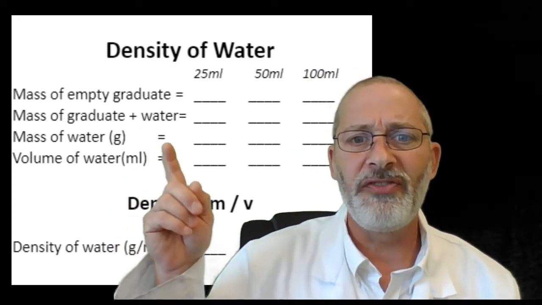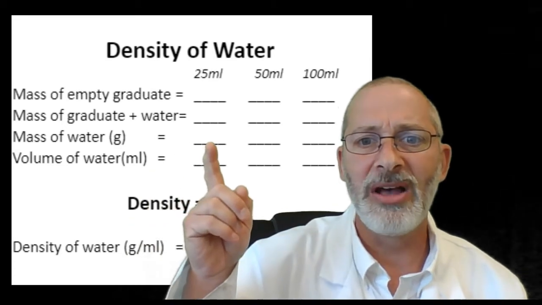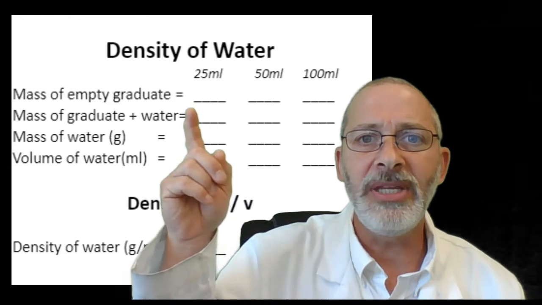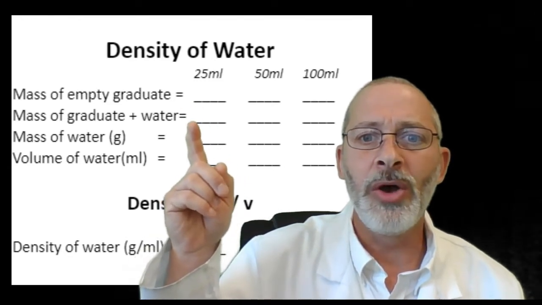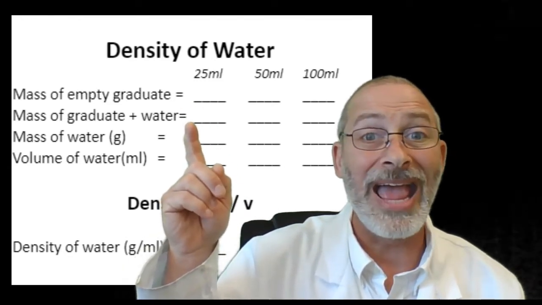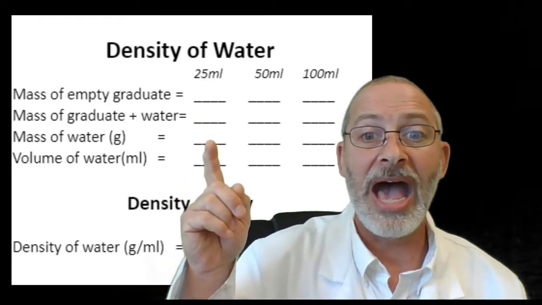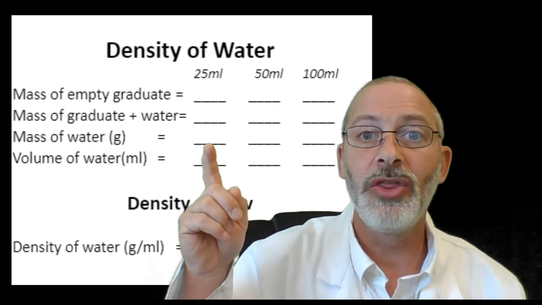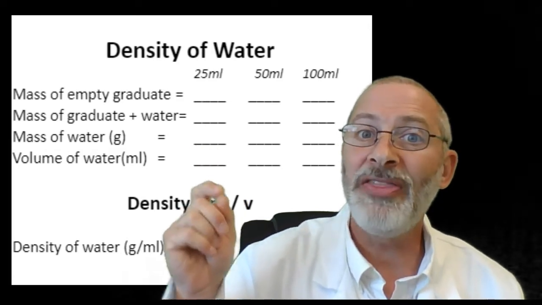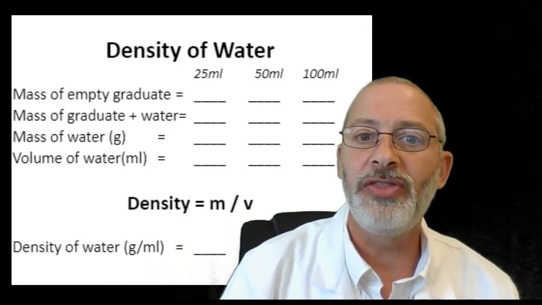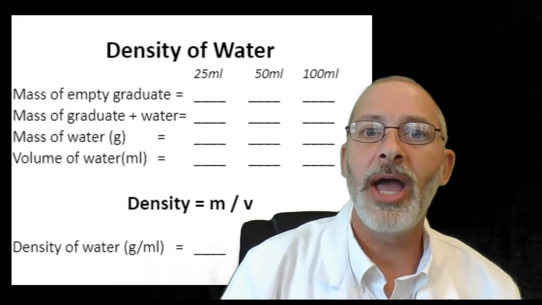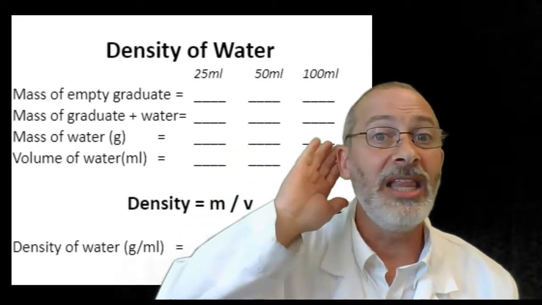How are we going to figure out the mass of the water if we know the mass of the empty graduate and we know the mass of the graduate and the water? How do you think we're going to find the mass of just the water? What mathematical function do you think we need to perform? Add, subtract, multiply, or divide? Yell it out.